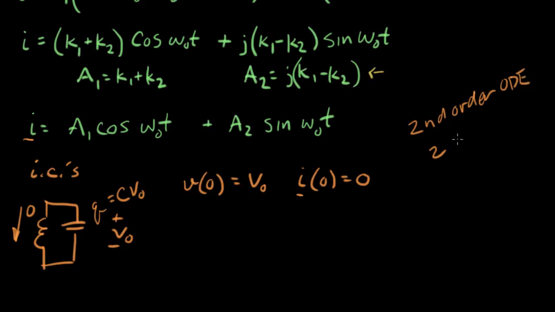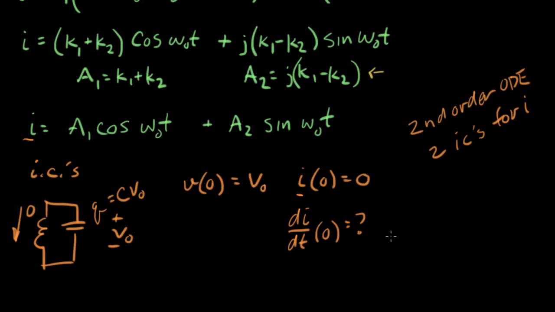that means we need two ICs for I. So we have one initial condition right here. And what we'd like to know is what is di dt at time equals 0. So the other piece of information we have is this v naught at time equals 0. So let's use that.